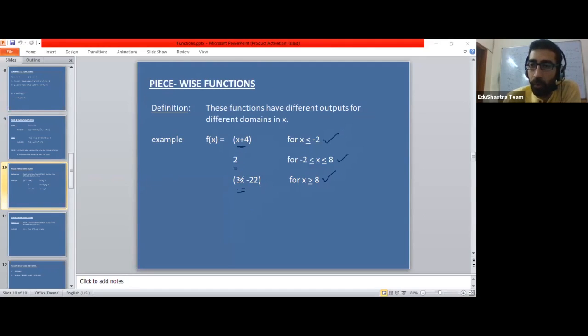You can even plot this function. You can try to plot y equal to x plus 4, 2, and 3x minus 22 for these different ranges. You will find that the function is something like this.